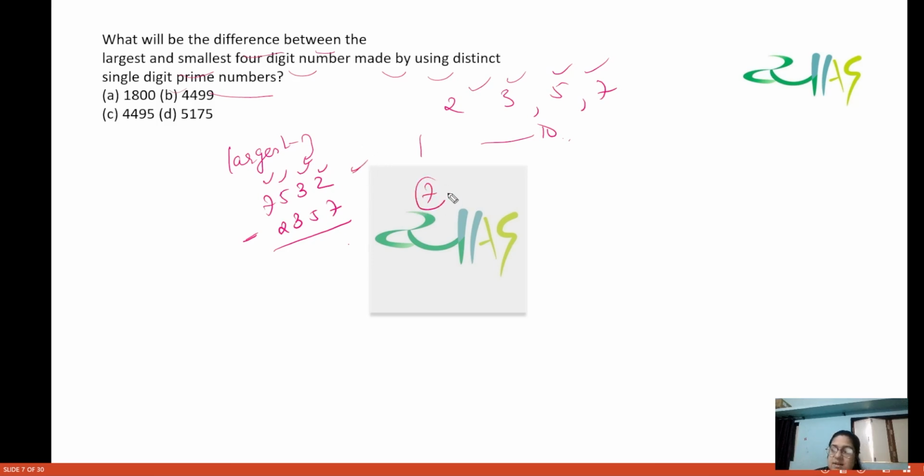Okay, the largest number with 4 prime digits will be this one. You keep the largest digit in the beginning and then you keep this. Okay, so this is the largest number, and then you have 2357. Okay, so this is the smallest number. So just subtract this, you will get 5 here. Okay, so this and this can be the possible answer.